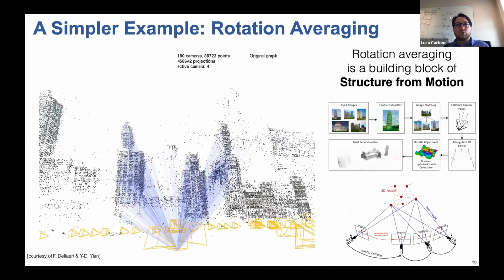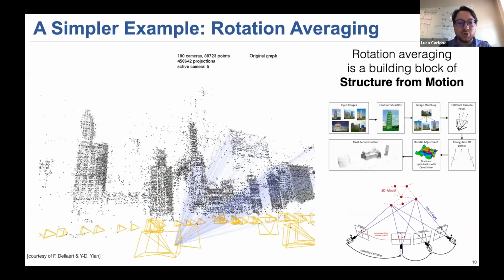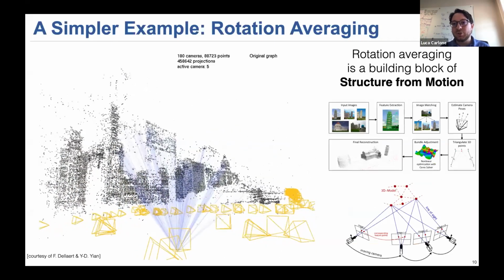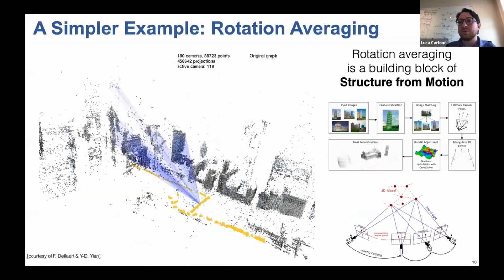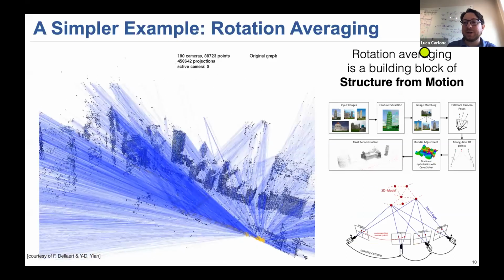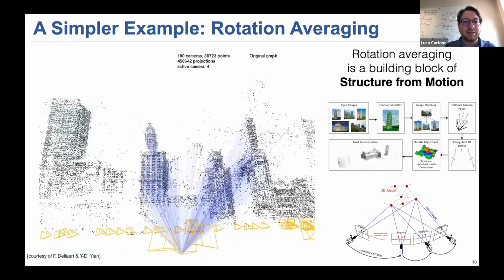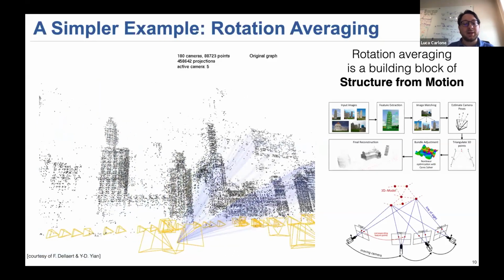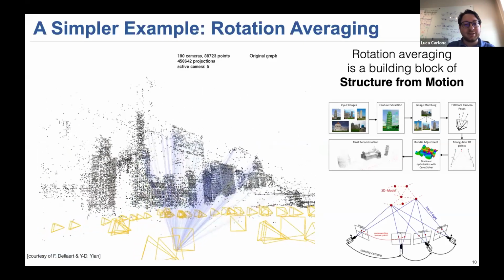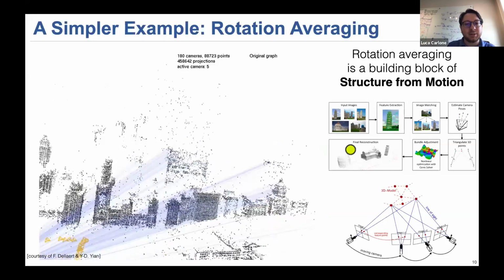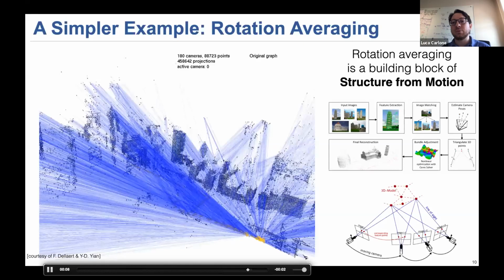Quick slide to show that rotation synchronization is actually not a toy example. Indeed, rotation synchronization, which is also called rotation averaging, is a building block of structure from motion in computer vision. It's actually a very important problem. There are papers in computer vision looking at rotation synchronization. And this is a paper in robotics doing essentially structure from motion and estimating, in the process, the rotation of the cameras through rotation synchronization.